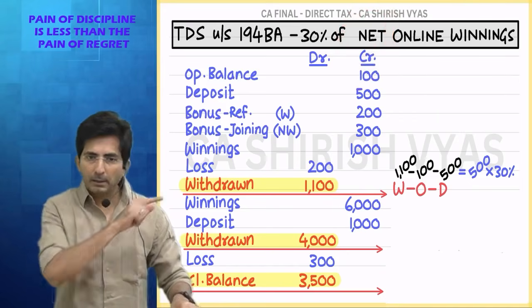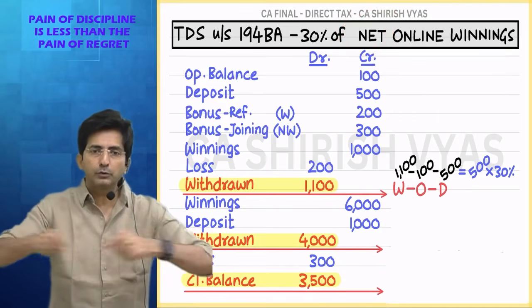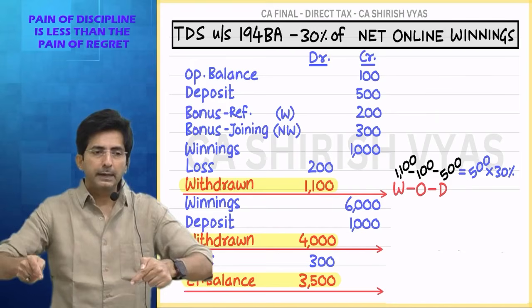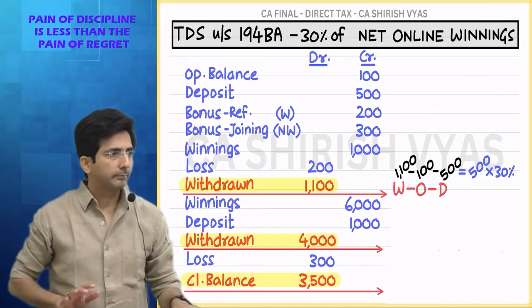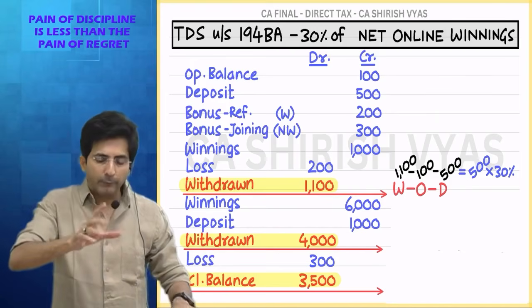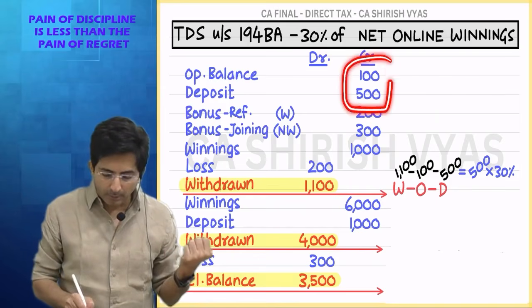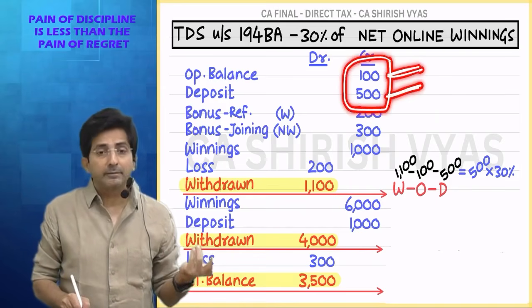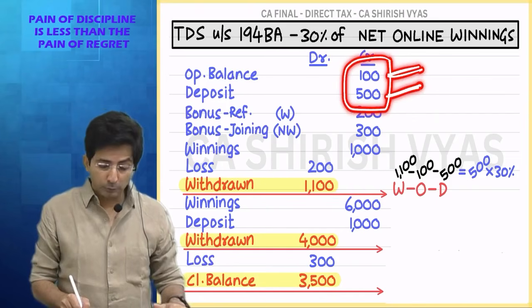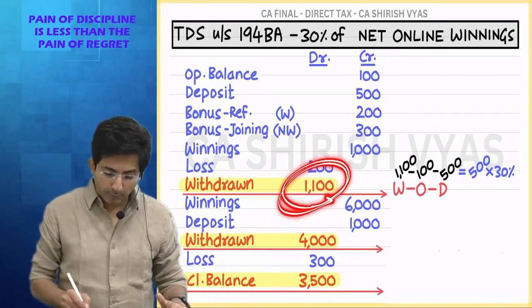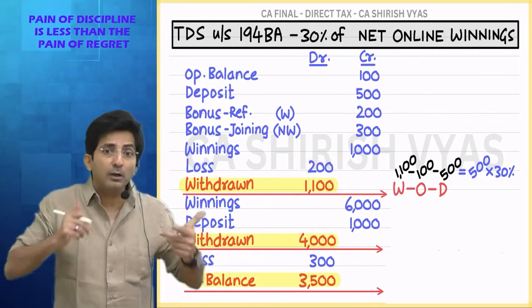Online game is a continuous account. You win, lose, win, lose, and net winning, TDS will come. So TDS is on net winning, but TDS cannot come on 100 and 500. And if someone argues, but how can we say, sir, we have withdrawn 100? That is a presumption of the law.